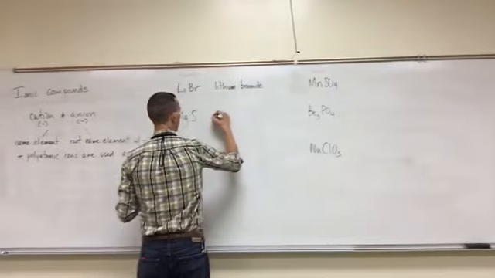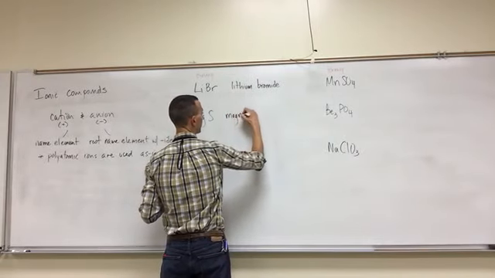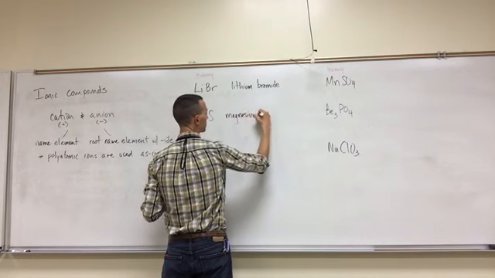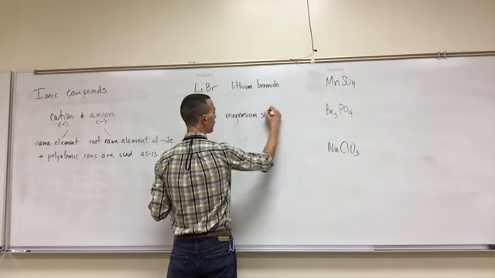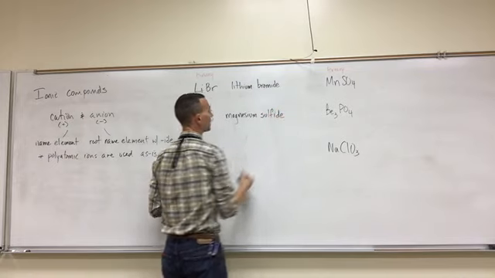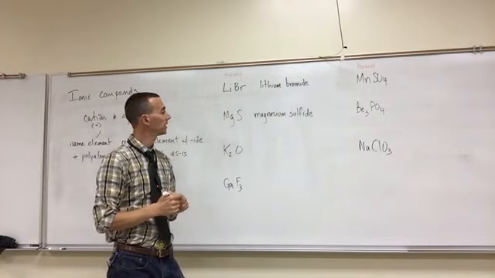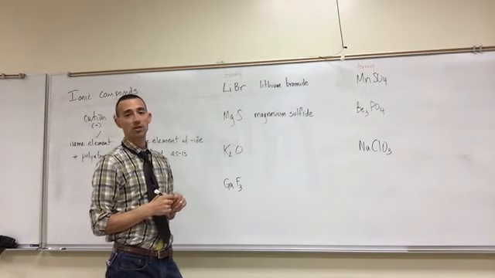Our second one, the cation is magnesium. Mg is magnesium. The anion is sulfur. The root of sulfur is sulf, and then we use the -ide suffix there. So magnesium sulfide.